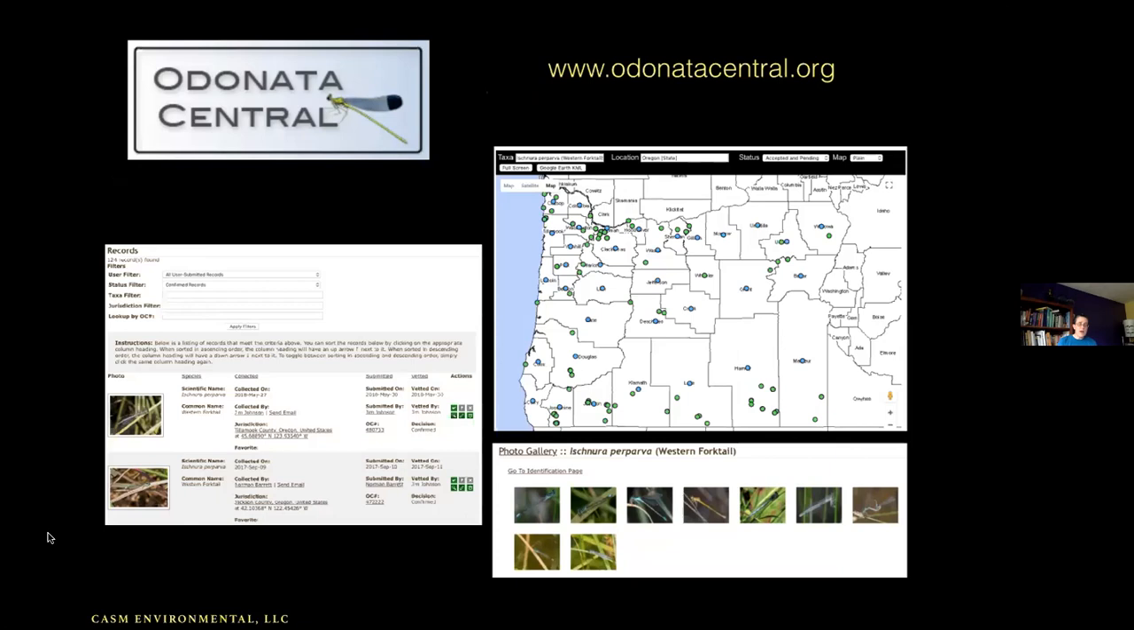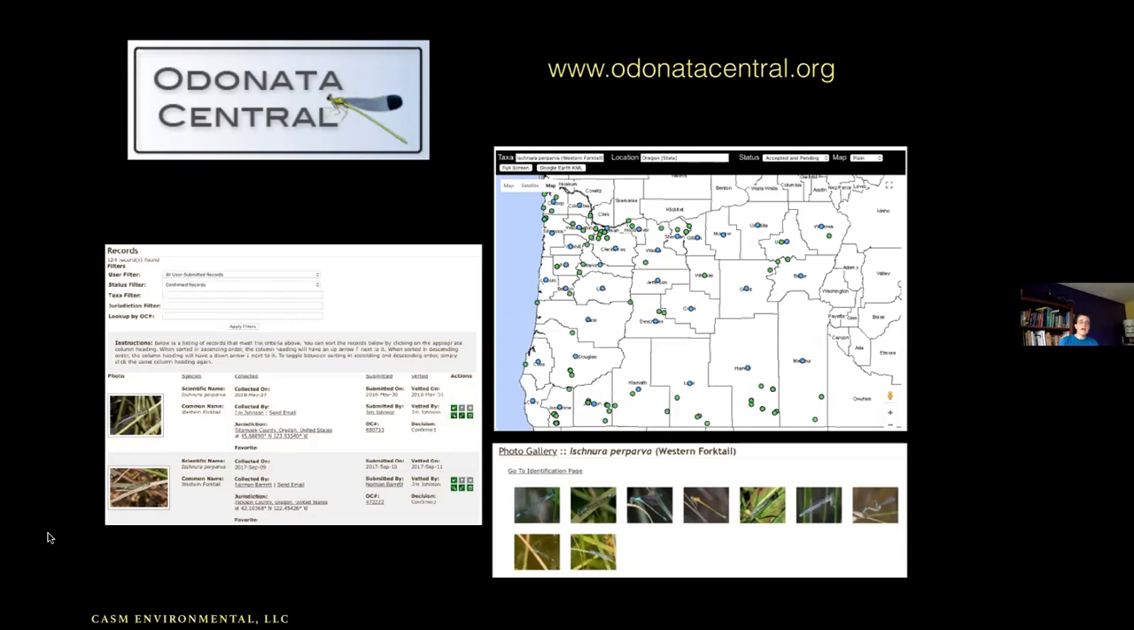And this can be a very useful tool for you. You can register, get a free account at Odonata Central, and you can report your findings too if you want to. So what you can see is that maybe you want to see every different place in the state of Oregon where river jewelwing damsels were found.